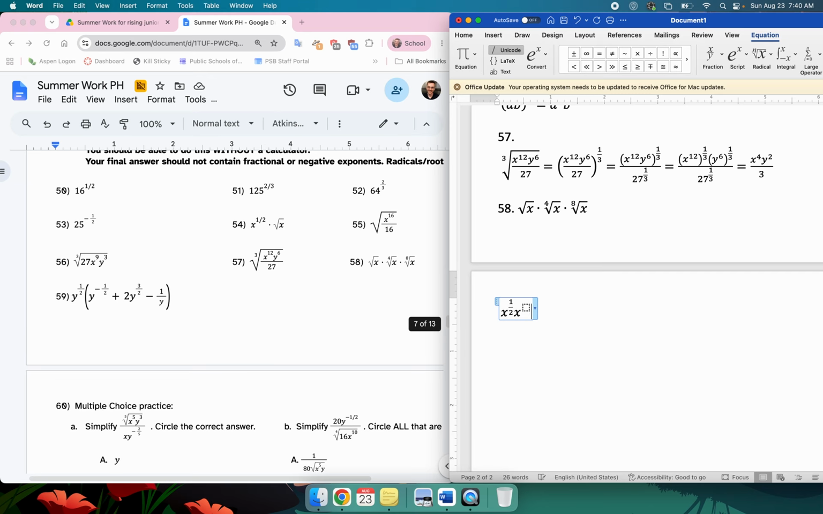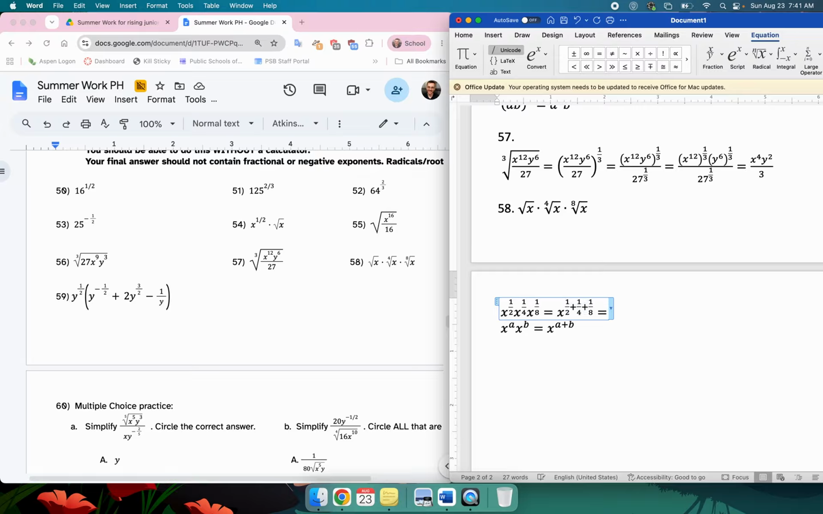The 4th root of x is x to the 1/4, and the 8th root of x is x to the 1/8. So when we have an expression like x to the a times x to the b, if you remember the exponent rule, you add the exponents in that circumstance, right? So I'm going to use this rule right here to rewrite this expression. This is really just x to the power of 1/2 plus 1/4 plus 1/8.